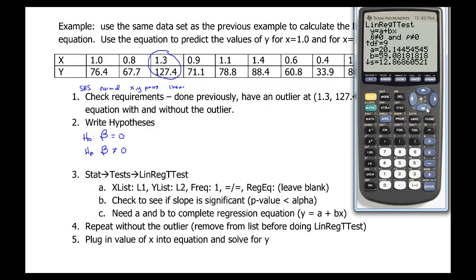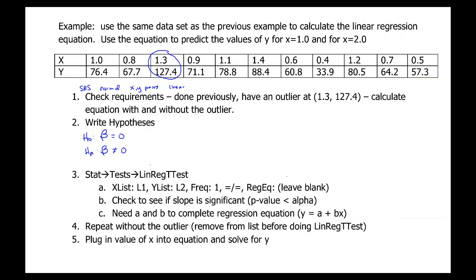And now the numbers that we need are A and B. Okay, so A is 20.14 and B is 59.08. And A is the intercept. Okay, so for our equation with the outlier, I'll just write them over here. So with the outlier still in, we get y equals 20.14 plus 59.08x.